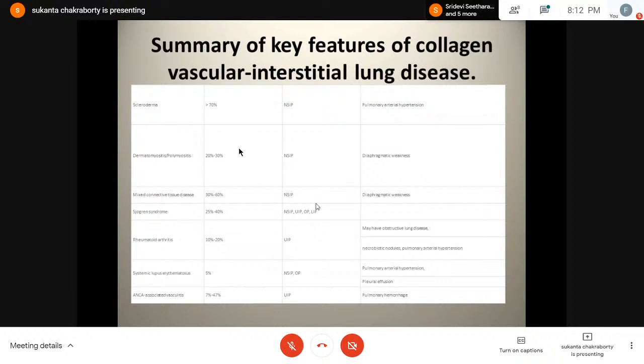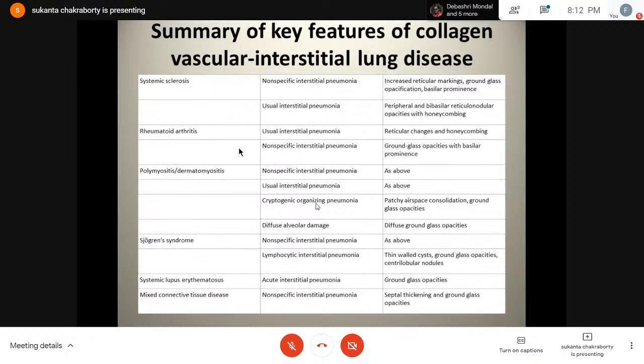Now, collagen vascular disease also gives rise to interstitial lung diseases. What are the common patterns according to the common connective tissue diseases? In systemic sclerosis, there is commonly NSIP, and in the right-hand section the radiological features are mentioned: ground glass opacification, basilar prominence, etc. The UIP feature can also be there, where peripheral and bibasilar reticulonodular opacities can be there, and honeycombing also. So systemic sclerosis: NSIP, UIP both.